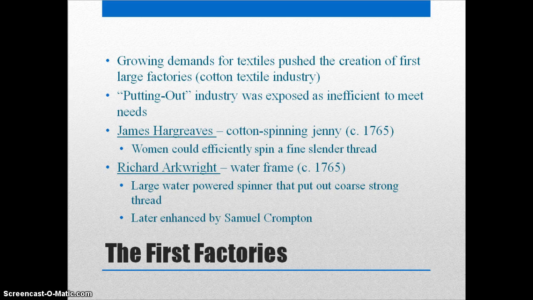A couple of the big innovators noted in this early part of the chapter: James Hargreaves, who creates the cotton spinning jenny around 1765. And this was used so that women could more efficiently spin a finer and more slender thread. Okay, they used one hand to spin, and that worked a contraption that would then create a fine thread. Richard Arkwright creates the water frame, and this is a water-powered version of the spinner that put out a coarse, strong thread that was then broken down once again into a finer thread. And this was later enhanced again by Samuel Crompton.